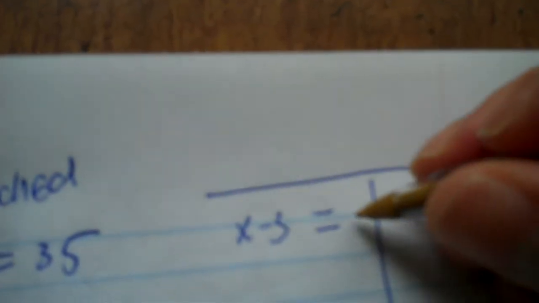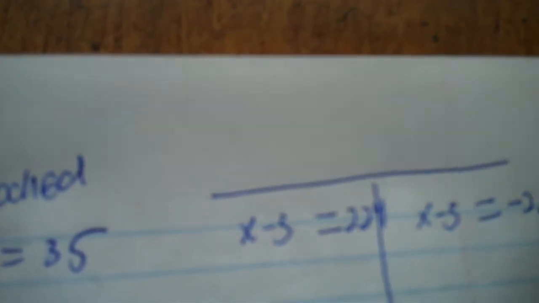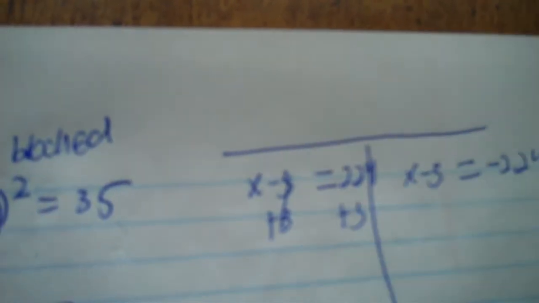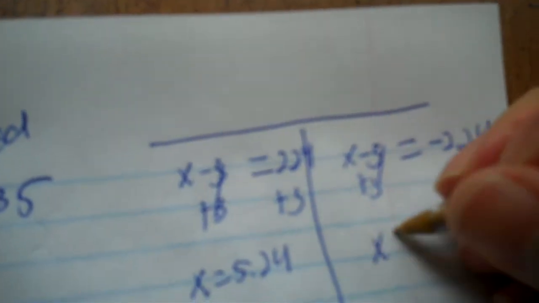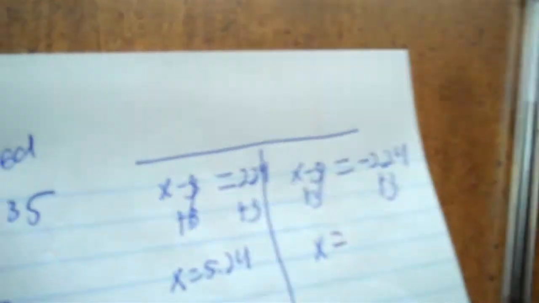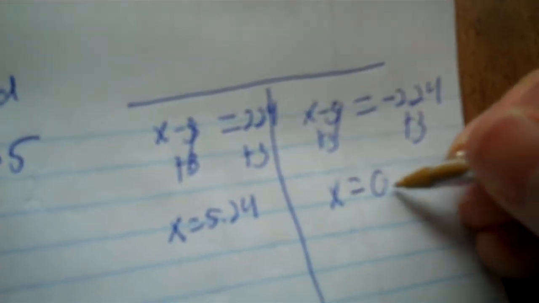Now you come over here. On one side you put 2.24, on the other side you put negative 2.24, and then you solve them both. You add 3, that's 5.24. That's your first answer for x. You add 3, negative 2.24 plus 3 is 0.76. Okay, 2 answers. Next one, number 2.